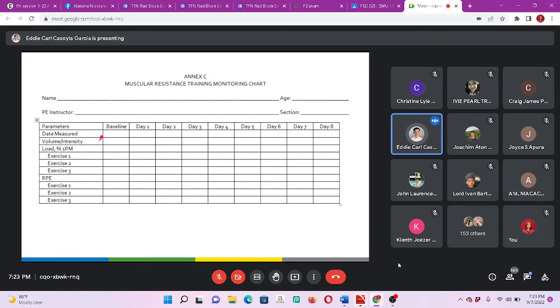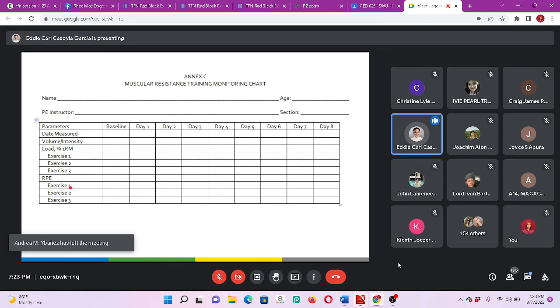But for this one, class, just copy the baseline. It's already in your exercise prescription for your strengthening. So all the baseline, copy. Instead of writing exercise 1, 2, 3, kindly write your specific exercise. For example, for exercise 1, in your exercise prescription, write your exercise 1 there, not just "exercise 1". And exercise 2, 3, 4 until 6 or 7.